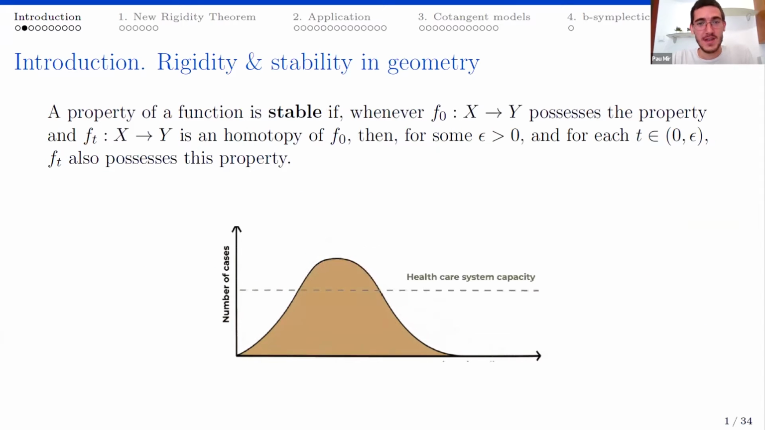We will talk today a lot about rigidity, and rigidity is really connected to stability. Stability in geometry is when a function keeps a property if we perturb it a little bit. So if we construct a homotopy in which all the functions in the homotopy also possess the original property, we call this property, not the function, but the property, stable.